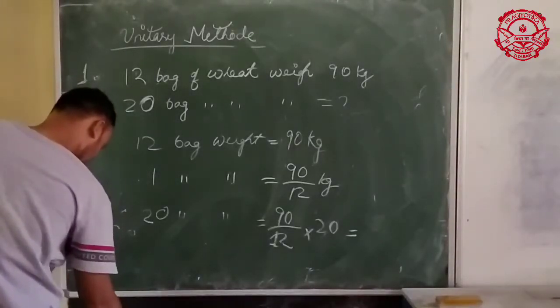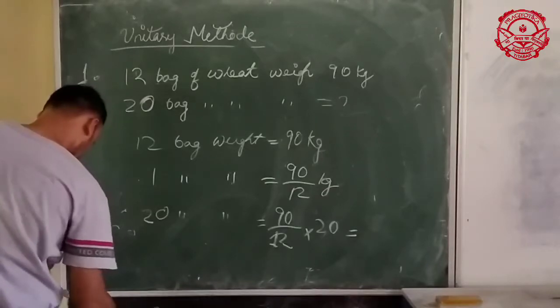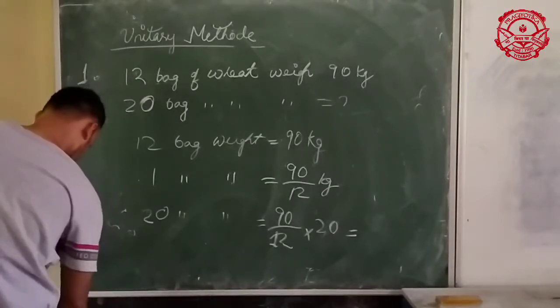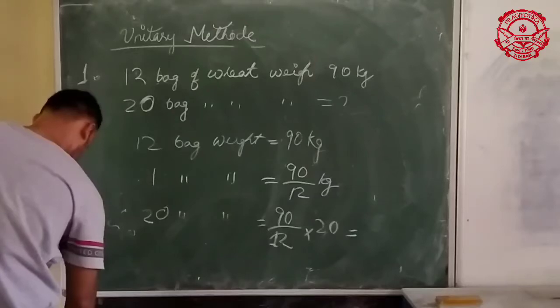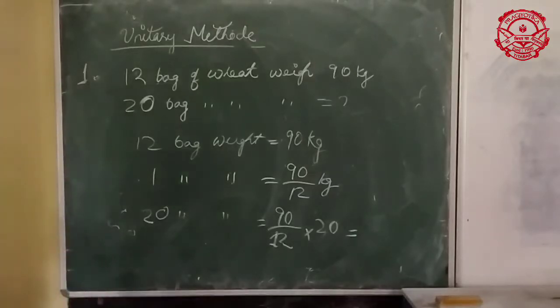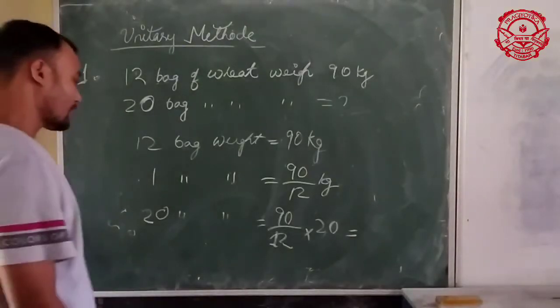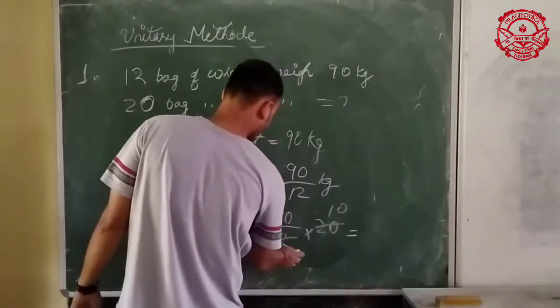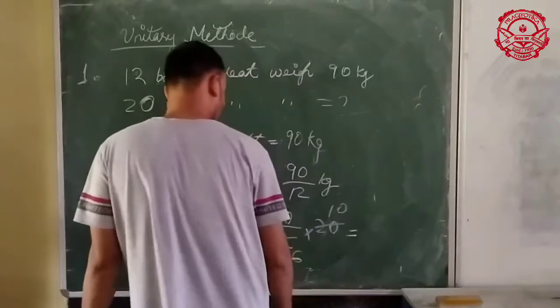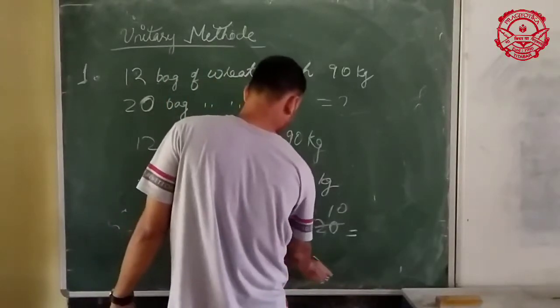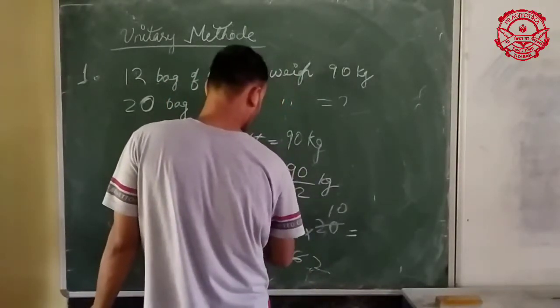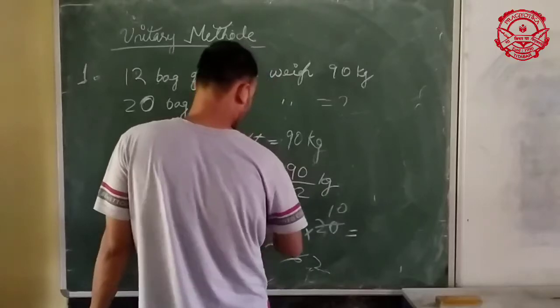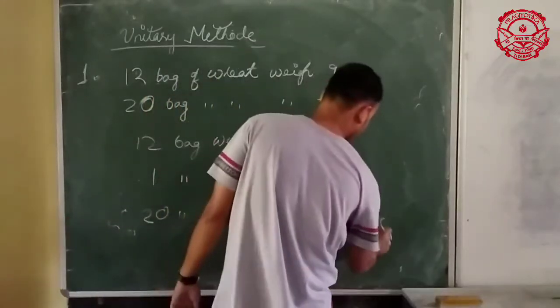Now do that answer: 10, 6, 3, 2, 330, 300 by 2, 150 kg.